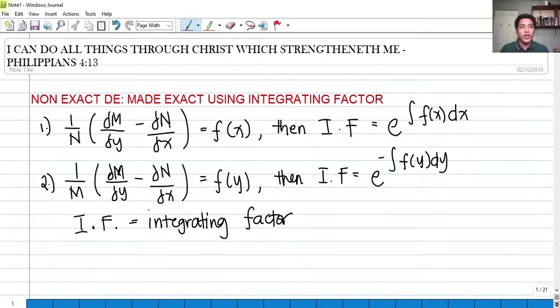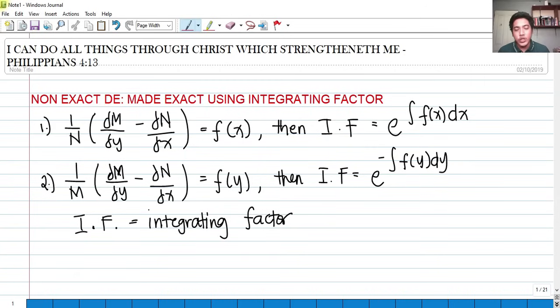But before that, I would like you to first make sure that you have already watched my video all about exact DE, because in the process of solving non-exact DE made exact using integrating factor, we're going to solve this as an exact DE later on. Okay? So if you haven't watched my video about exact DE, please watch it first before proceeding with this video. And if you watched it already, thank you so much. And we're going to tackle non-exact DE for today.